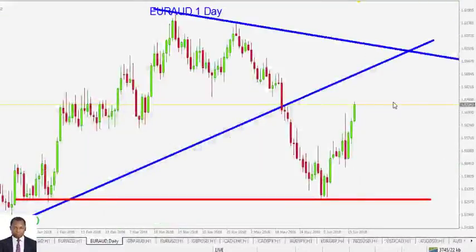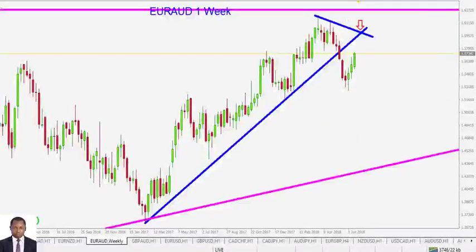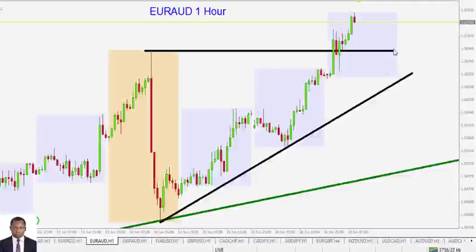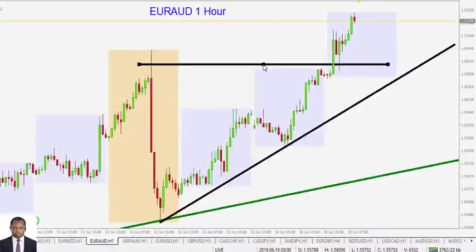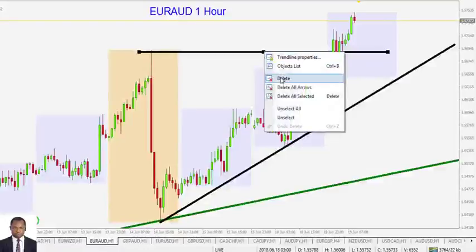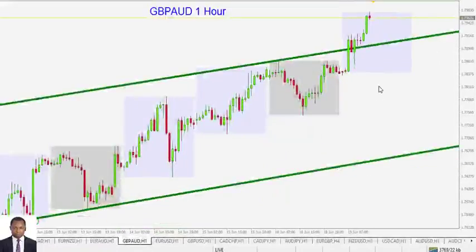Euro against Australian dollar. Following this in the weekly time frame, but we reviewed this already, so somewhere there is where we'll be looking for our possible short entry. Straight move, no valid entry in the intraday time frame.